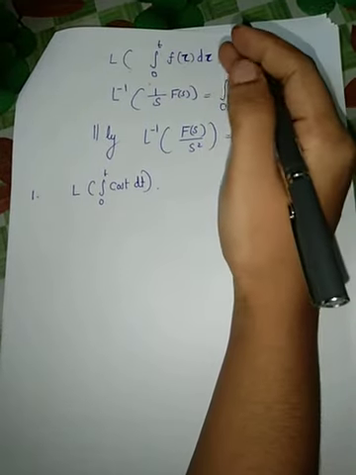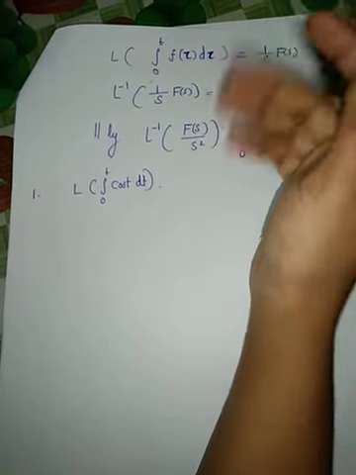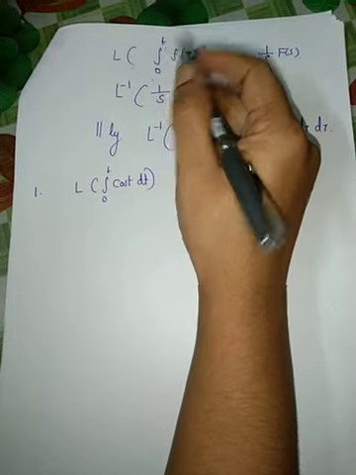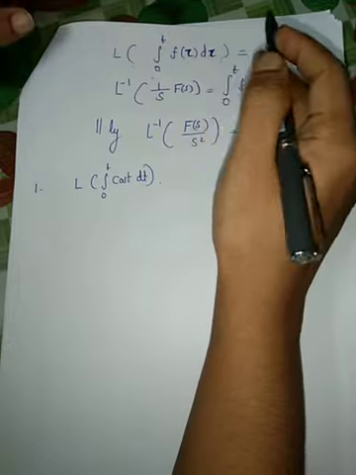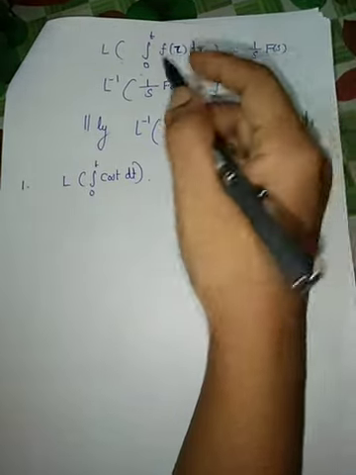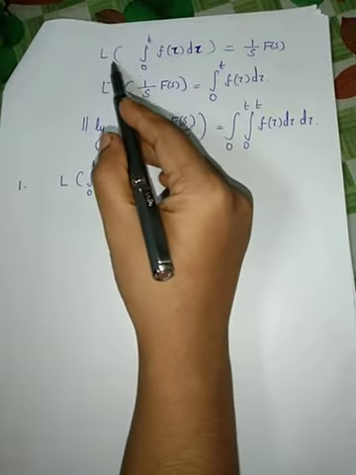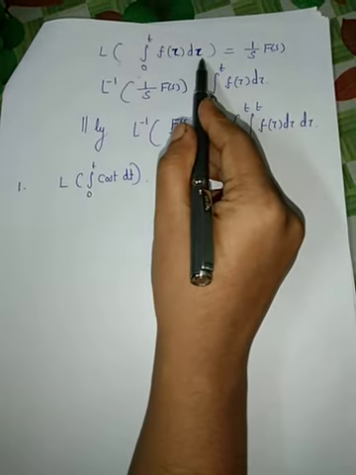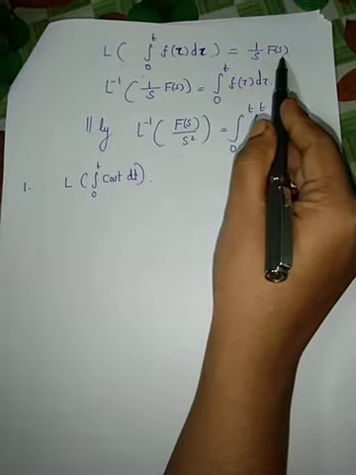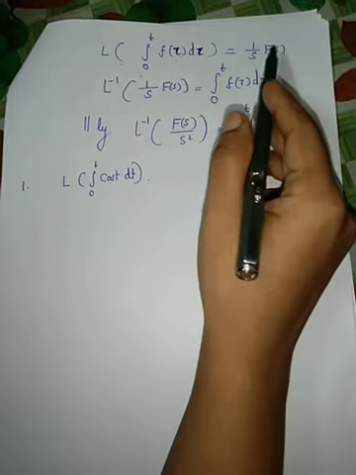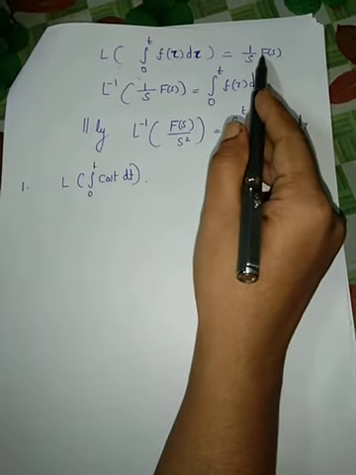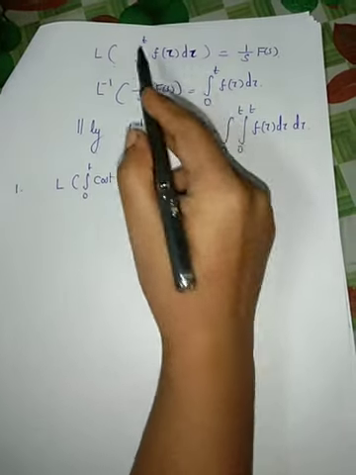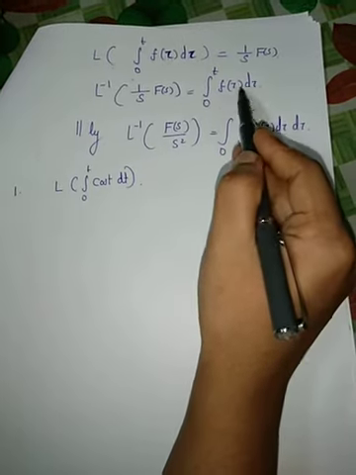That's only a function of a variable tau, and after integration and substituting the limits we get the function as a function of a variable t. So the result is L of integral 0 to t f of tau d tau is equal to 1 by s F of s. So what is its inverse? Therefore L inverse of 1 by s F of s is equal to integral 0 to t f of tau d tau.